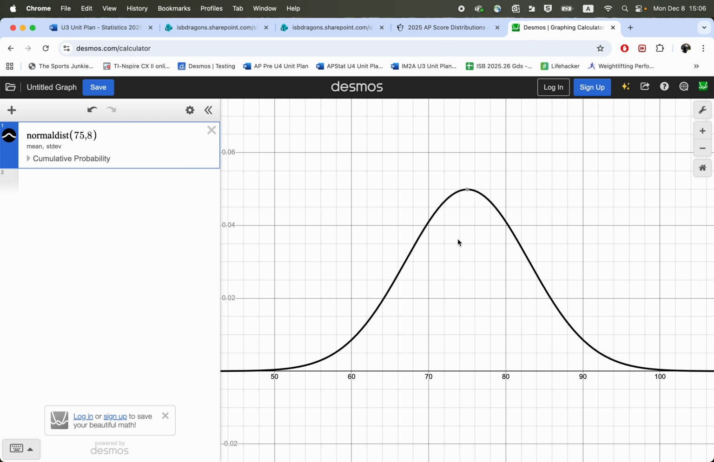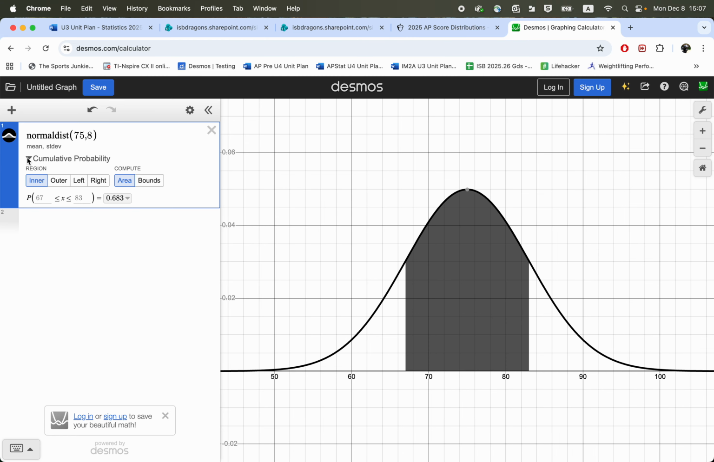Okay, so now I've got a nice normal distribution. Desmos graphs it, centers it perfectly. Right, here's the center. Okay, and now I'm going to check this right facing arrow, and this gives me a lot of different options. Okay. The key thing to remember is we can compute two things. We can compute an area given bounds, or we can compute a bound if we have known area. Okay, so we can use this in two different ways.